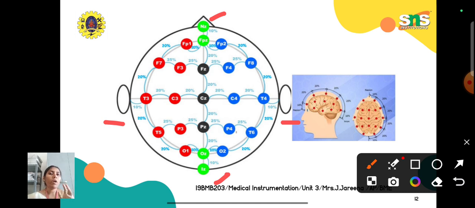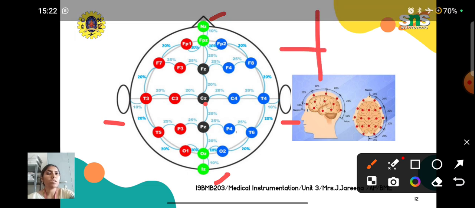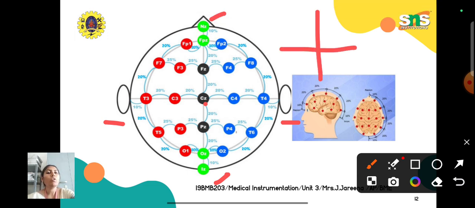Then in between you have the center point. With that center point you now have a horizontal line and a vertical line. In between you have the center point, that is CZ. So what is C? C is center. Z is the midline. So that is the center. Now you have got this horizontal line.